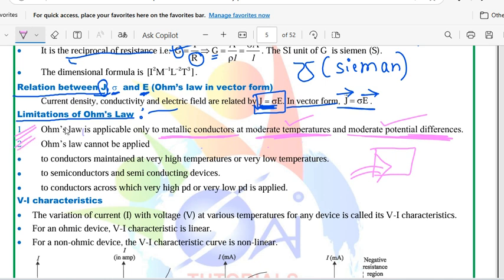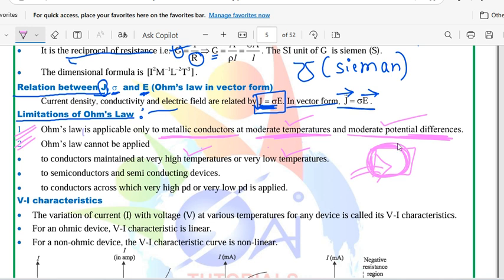Second one: Ohm's law cannot be applied to conductors maintained at very high temperatures or very low temperatures. The temperature should lie between very high and very low, that is, a moderate temperature. Only at a moderate temperature should it be applied to that kind of materials.